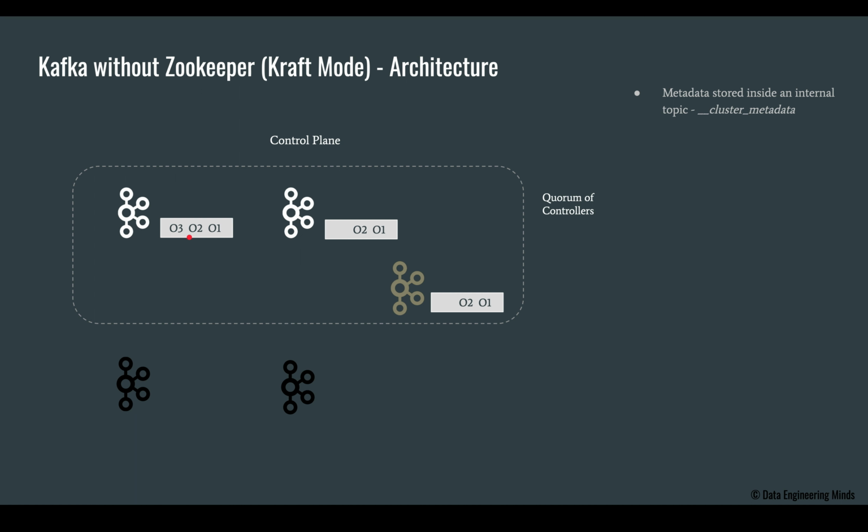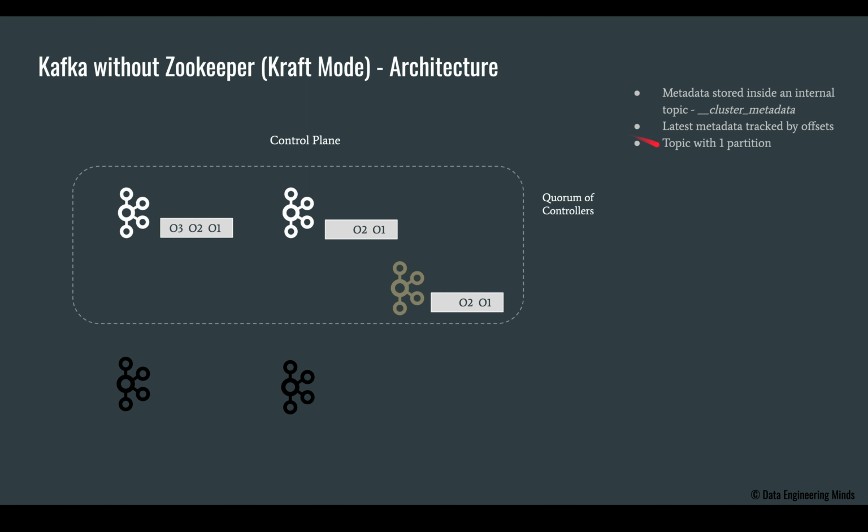We call this metadata topic __cluster_metadata. Similar to how we store data inside a Kafka application topic, the metadata will be stored inside this metadata topic and versioned by means of offsets. That is, we can identify the latest metadata by its offset number. For example, in this metadata topic we have three different pieces of metadata, each identified by its offset number, that is O1, O2 and O3. So O3 is the latest metadata.